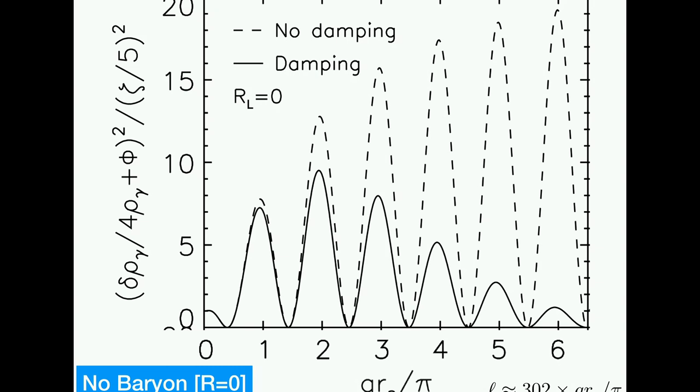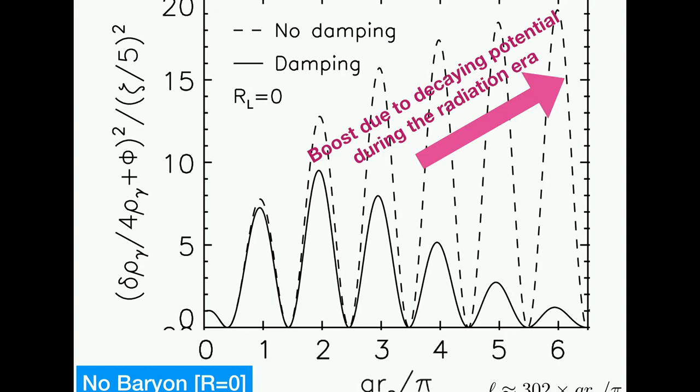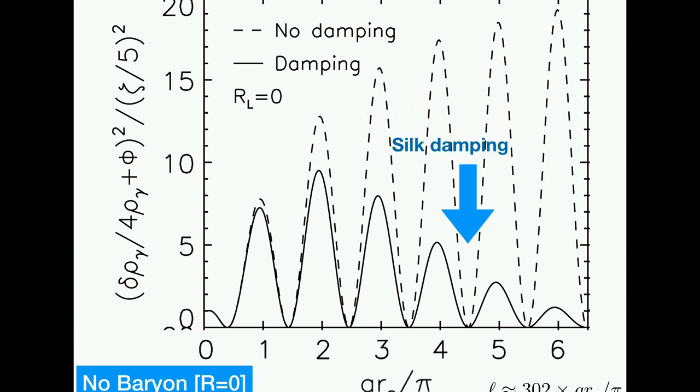Now you then include Silk damping, so it damps now, okay, exponentially. So now, first peak is high, but second peak is the highest, and third peak, and fourth peak, and so forth. That's not quite what we expected, right? So, okay, let's move on. So this is a boost due to the decay of potential. Silk damping, okay?